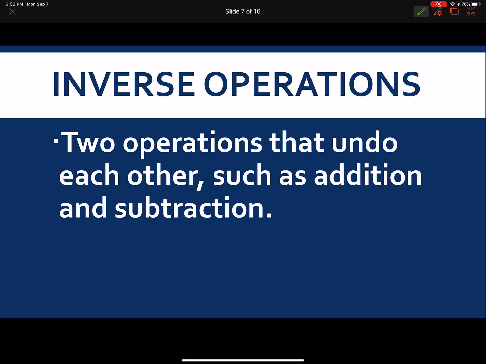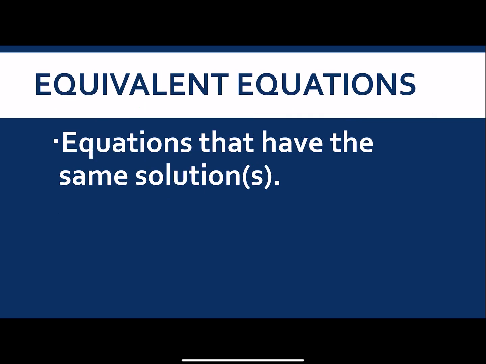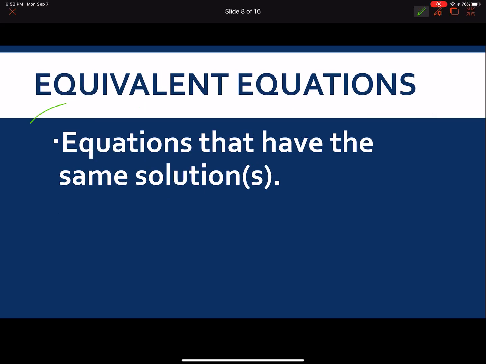Inverse operations. Inverse operations are two operations that undo each other, such as addition and subtraction, multiplication and division. If you square a number, you can undo that operation by taking the square root of that number. Equivalent equations. Equivalent is just like the word equivalent. Equations that have the same solution, or solutions in the plural context.